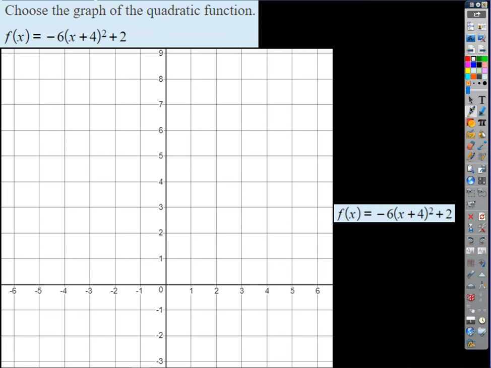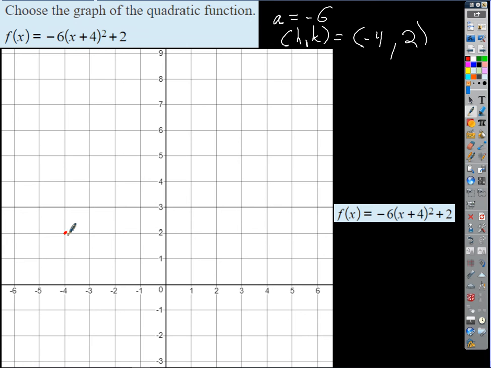So we've got this in vertex form. In vertex form, we want the values of a, h, and k, right? So what are the values in this function? What are the values of a, h, and k? A is -6, good. And h and k are what? -4 and 2, right? And if we're graphing a function in vertex form, it's dead simple. The vertex goes at (h, k), right? So the vertex is going to be at (-4, 2).